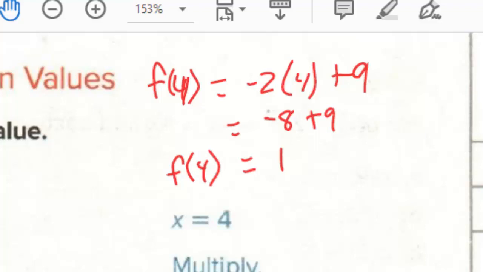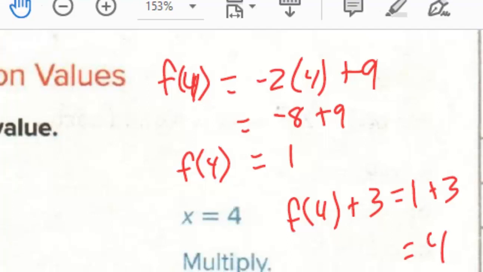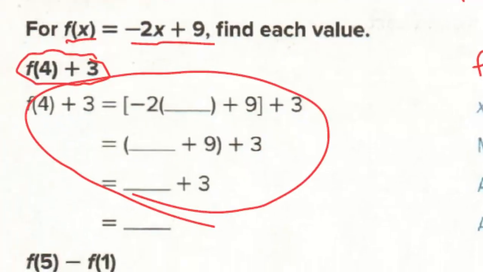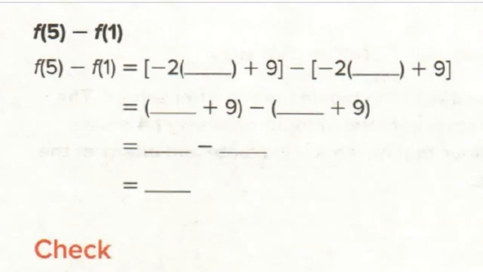But the problem they were giving us was f of 4 plus 3. So f of 4 plus 3 is simply going to be f of 4, which we know is 1, plus 3 more. So f of 4 plus 3 is equal to 4. The table over here, the graph over here, the steps that they showed was a little confusing as to what's going on. Okay, the next one is f of 5 minus f of 1.